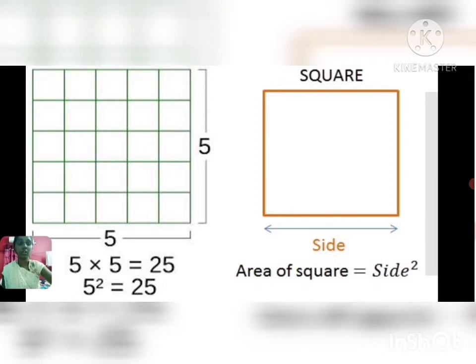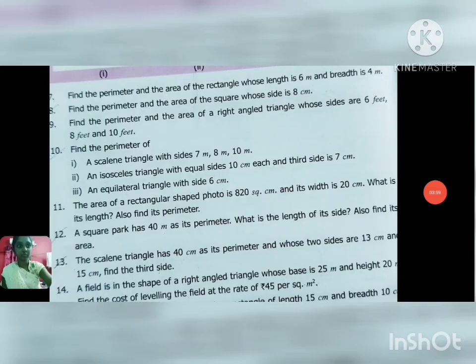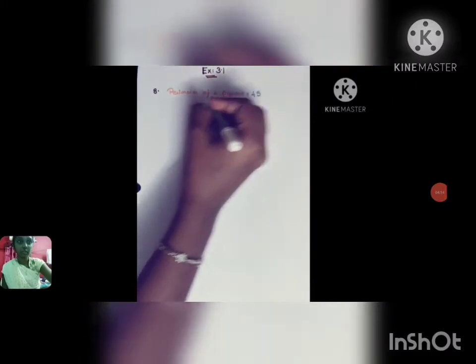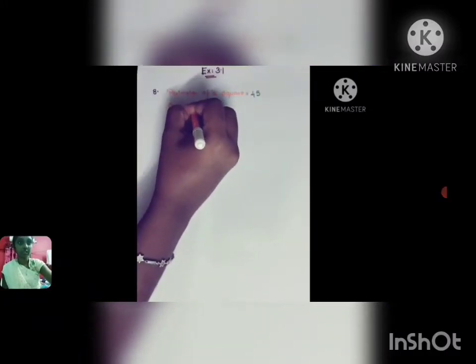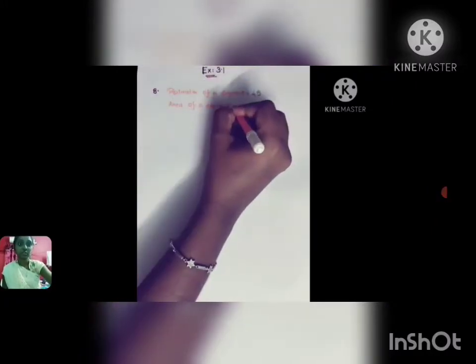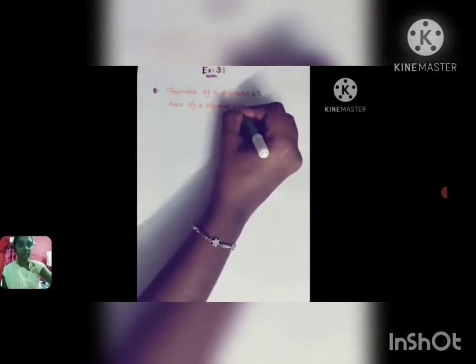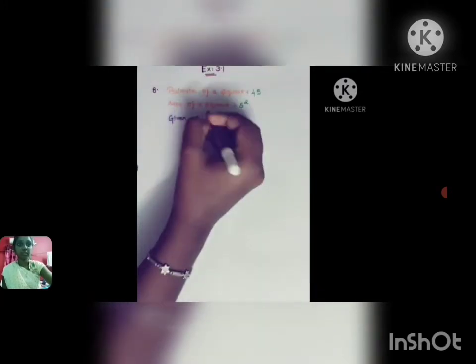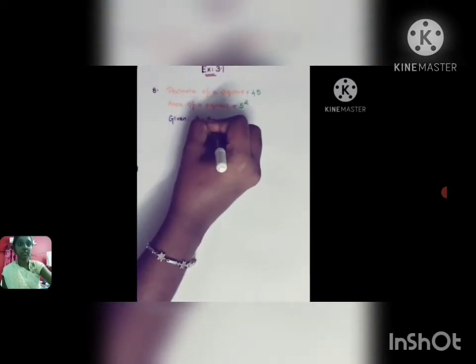Now let us solve a few problems from the text based on the concepts we have learned so far. Turn to exercise 3.1 and take the 8th question given in the textbook. The question goes like this. Find the perimeter and area of the square whose side is 8 cm. We know that the perimeter of a square is 4 times its side, and the area of a square is the square of its side. We are given that the side of the square is 8 cm.